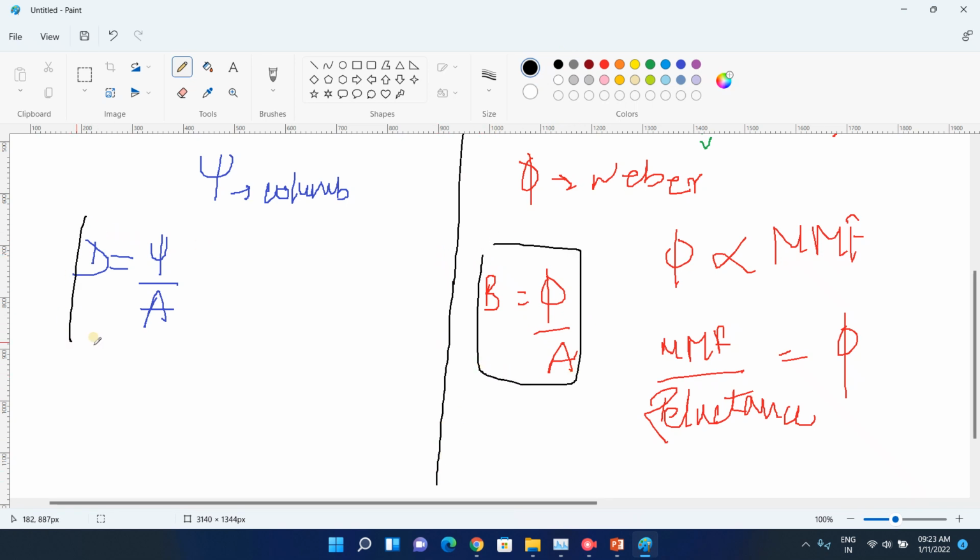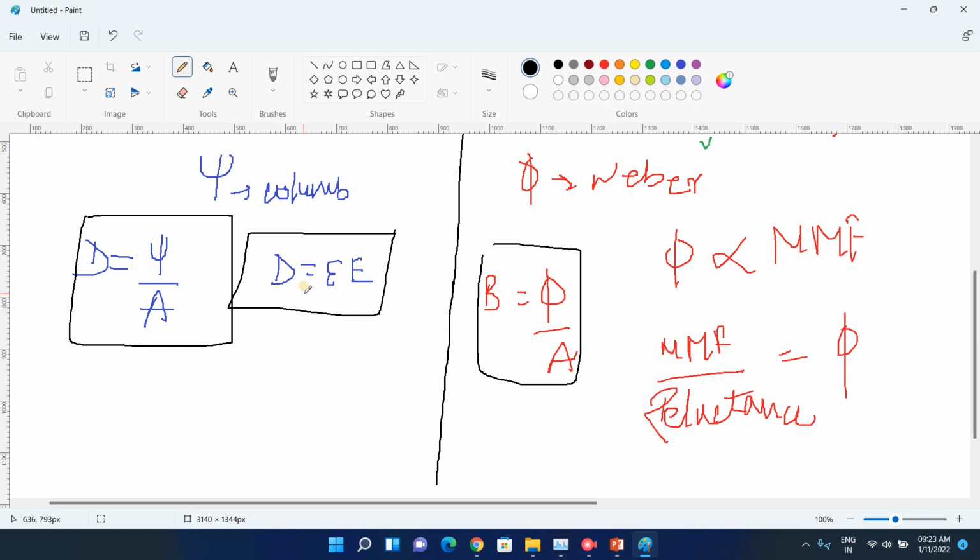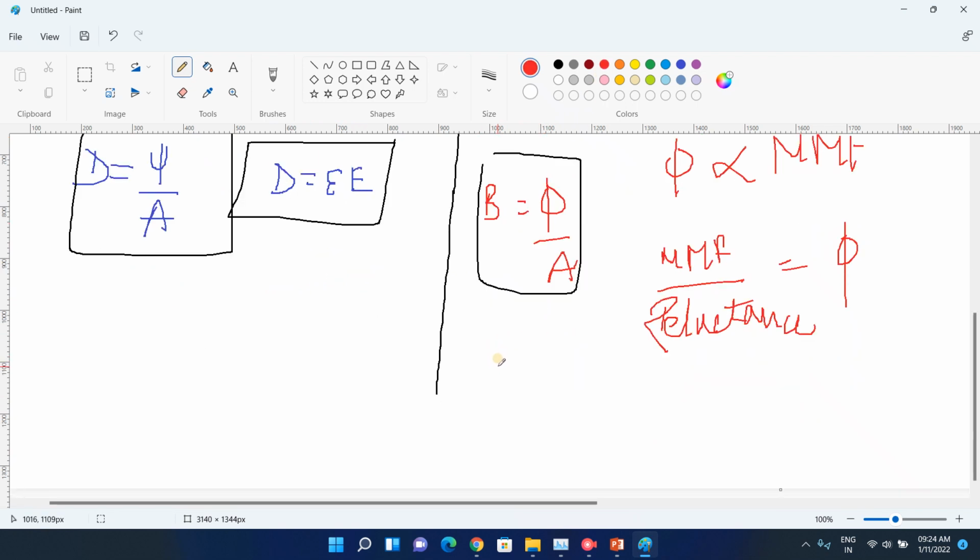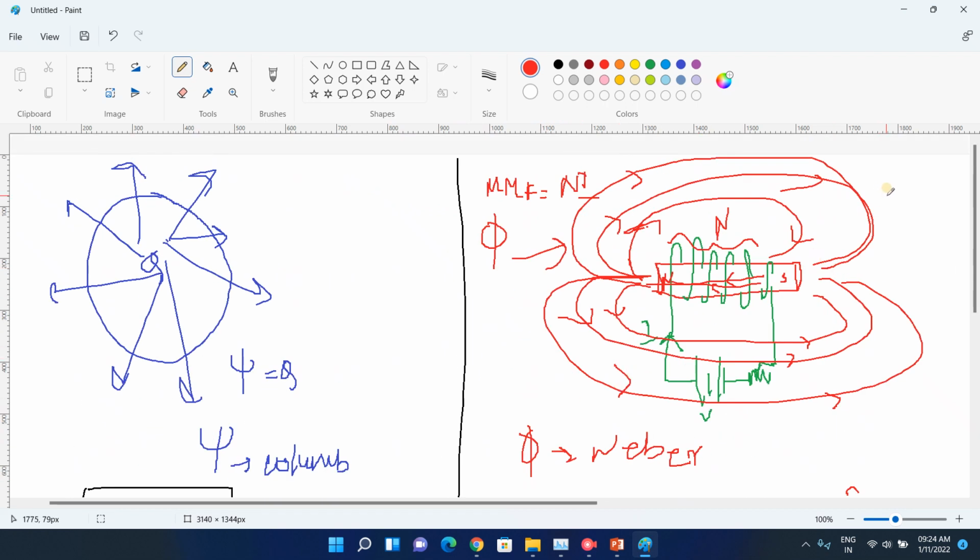Okay, this is one similar relationship. Another relationship is that over here D is equal to epsilon E. That is, the electric flux density is equal to permittivity multiplied by electric field intensity. In the magnetic field, there is another similar relationship where B, because D is analogous to B, equals mu. Why? Because in the magnetic field we have permeability. In the electric field we have permittivity. In the magnetic field we have permeability.